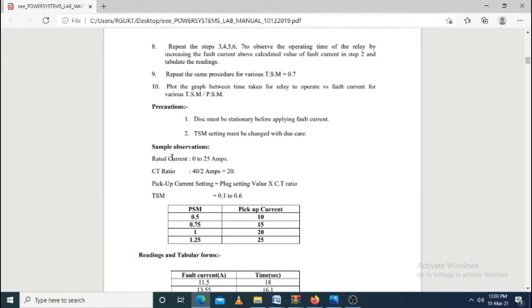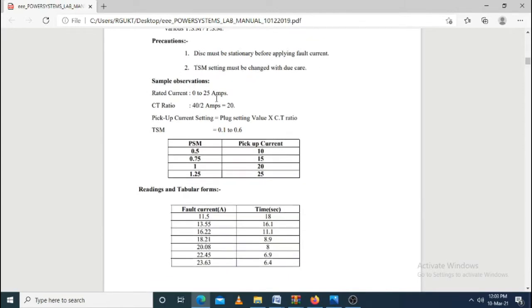Sample observation: the rated current is 0 to 25 ampere, and the CT ratio is 40 by 2, so 40 ampere on the primary side and 2 on the secondary. The ratio is 20. The maximum current is 25 ampere; we apply up to 25 ampere. The pickup current setting is the plug setting value into the CT ratio. The plug setting value can be 0.1 to 0.6. We are applying a plug setting value of 0.5, so 0.5 into CT ratio 20 gives 10 amps.